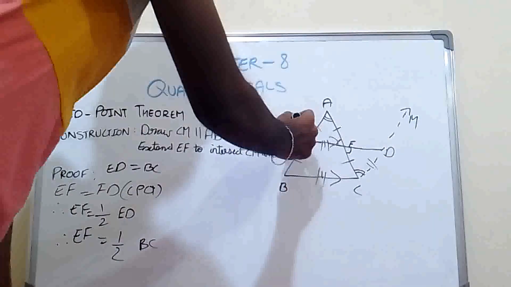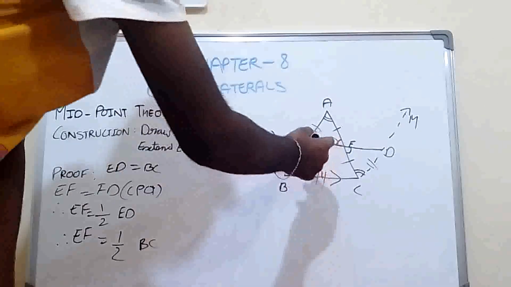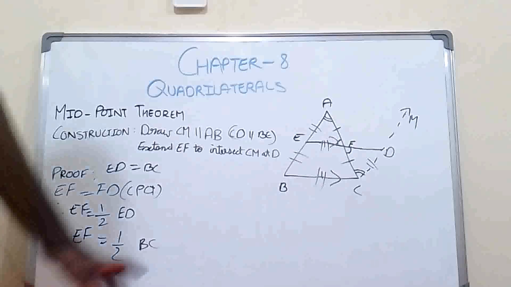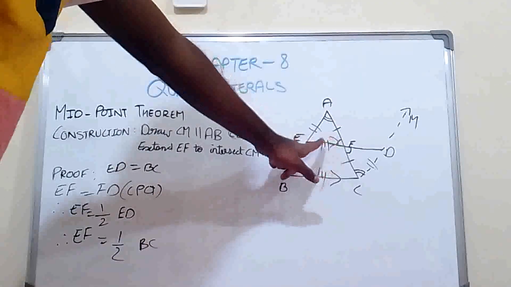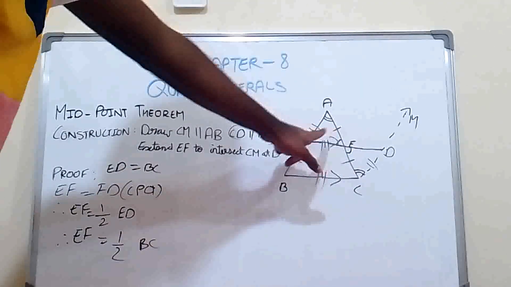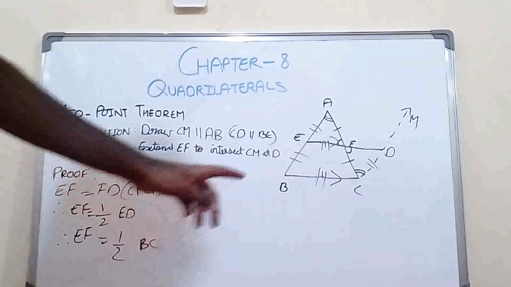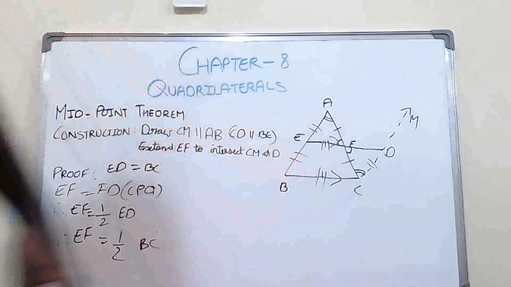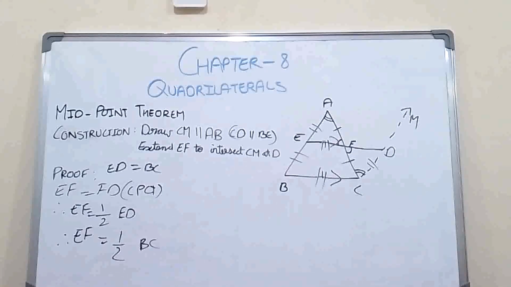And we also know that ED is equal to BC and EF is half of ED because F is a midpoint of ED. As these two triangles are congruent, EF is equal to FD. So F is a midpoint of ED, and as ED is equal to BC, EF is half of ED, so EF is half of BC as well. So like that we can prove the midpoint theorem.